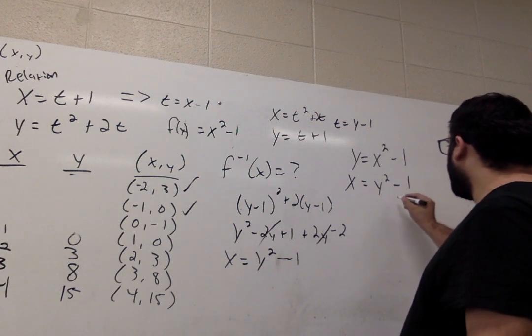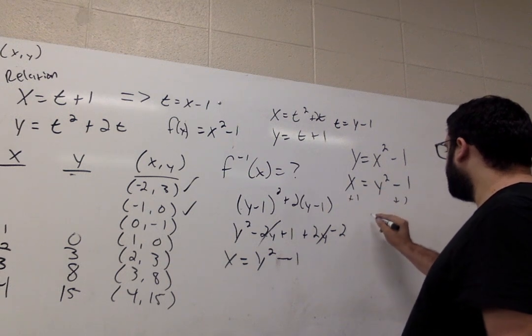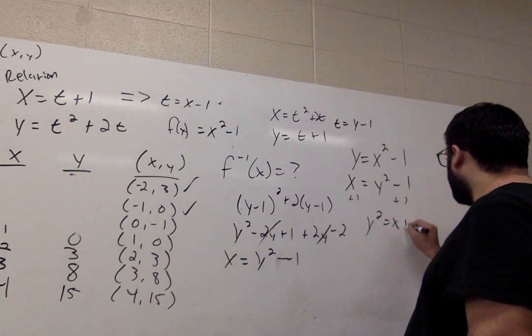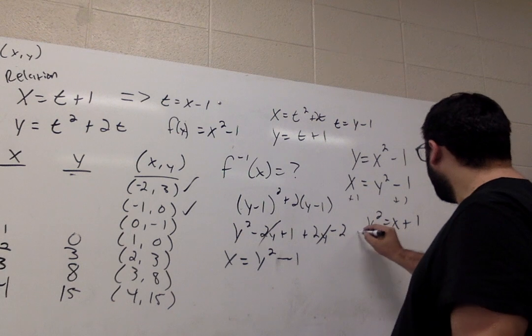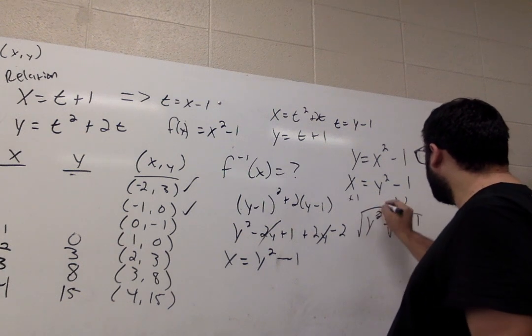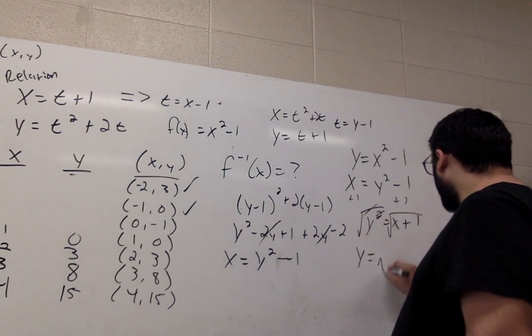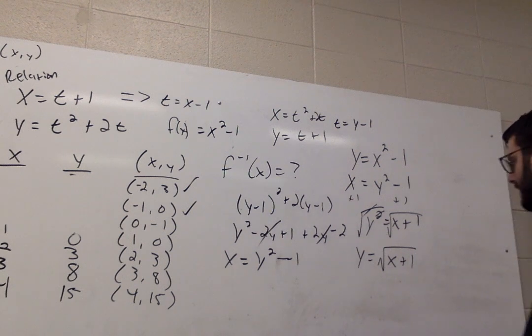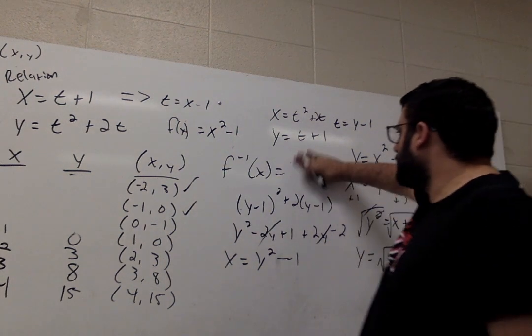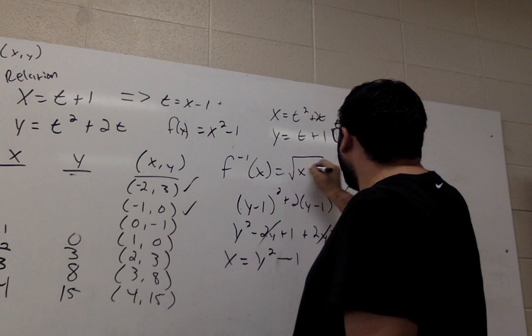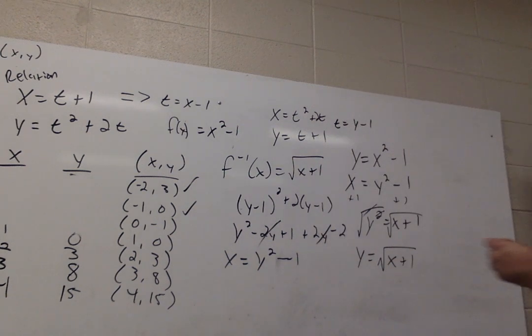So that means adding 1 on both sides. That gives me y squared equals x plus 1. And then I have one more step. Take the square root on both sides. So y is the square root of x plus 1, which is our inverse function. Square root of x plus 1.